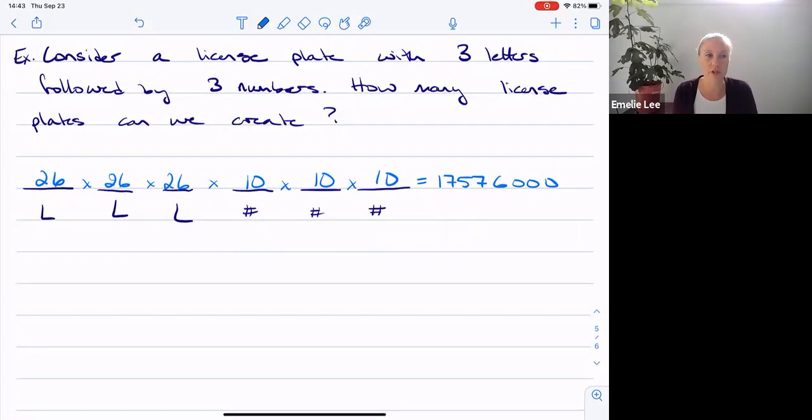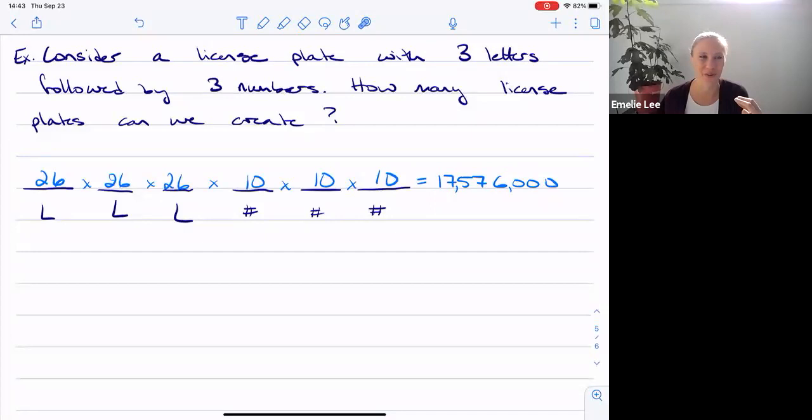There are obviously some license plates that are pulled out, but let me just add in some. So there are 17,576,000 different license plates with that combination, right? It's a lot of cars to go through.